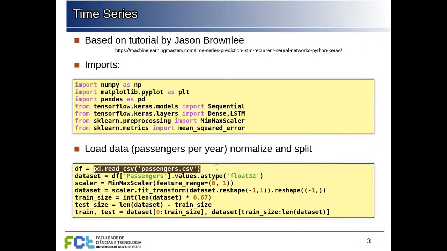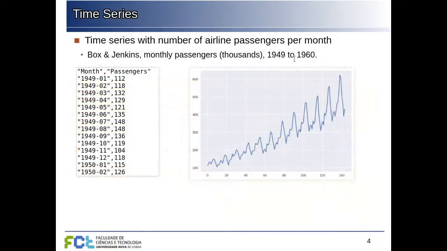We are going to read the CSV file with the read CSV function from pandas. This gives us a data frame. A data frame is basically a table where we can access, for example, the different columns by name, and the column with the passenger data is here in this name. So the data here is this data from Box and Jenkins, which has the number of international airline passengers per month from 1949 through 1960 in thousands. So this would be 112,000, 118,000, and so on.